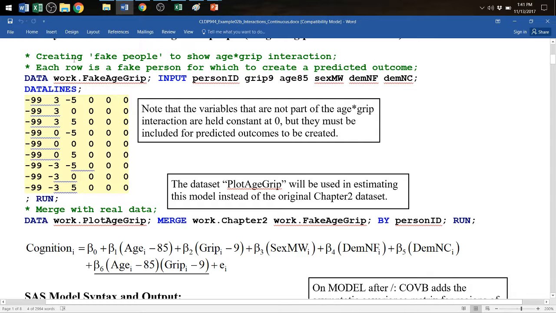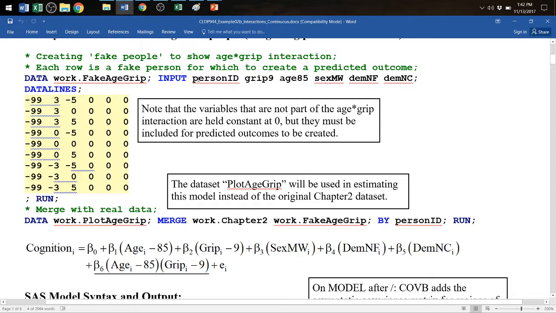If you don't have very many cases, you can type it into SAS like this. If you have a lot of cases, I would build an Excel sheet. It's probably a lot faster and less error prone that way. But if you've never seen this before, this is how you enter data into SAS. So data work.fakeAgeGrip, that's the name of my data file. There is no set statement. I'm writing data from scratch. Instead, I have an input statement that lists the name of the variables in the order in which they are to appear.